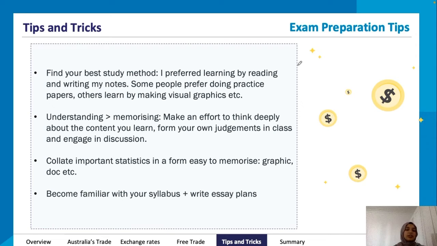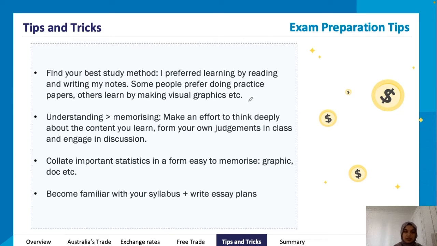So make an effort to think deeply about the content that you learn rather than just memorizing it, because the HSC examiners are really focused on people, and they are going to make the exam in a way to reward people that have understood the content, right? So memorizing can only take you so far, right? If you understand the content, you can add in your own analysis. You can go further. You can develop your own opinion, your own judgment, which are all things that you'll see in some of the HSC verbs that you actually need to get the highest mark, right?